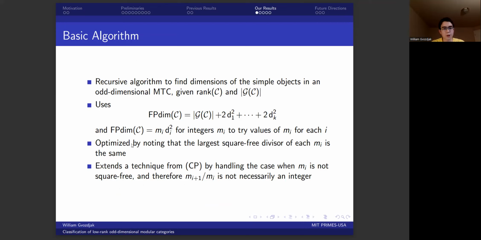So what did this algorithm do? It was a recursive algorithm that, given the rank of an odd-dimensional modular category C, and the number of invertible objects in the category, the algorithm desired to output the dimensions of the simple objects in the modular category.